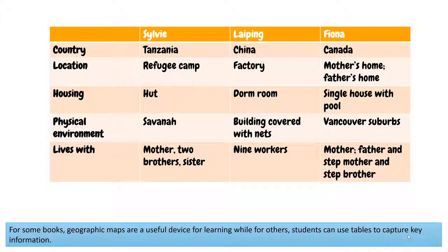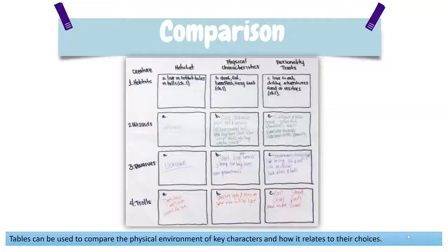For some books, geographic maps are a useful device for learning, while for others, students can use tables to capture key information. Tables can be used to compare the physical environment of key characters and how it relates to their choices.